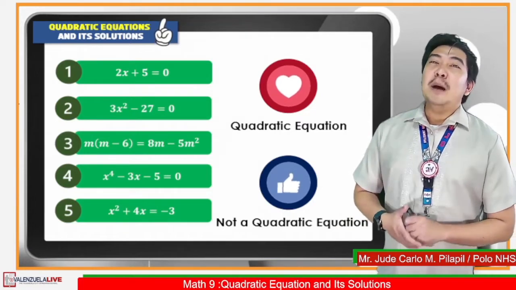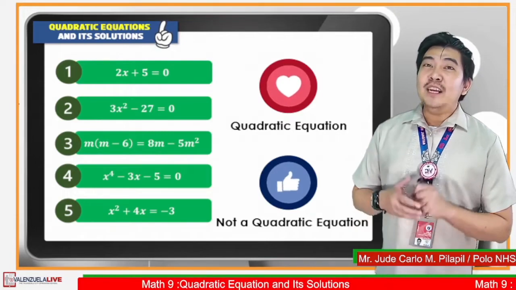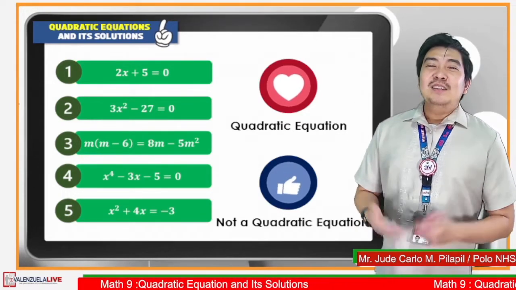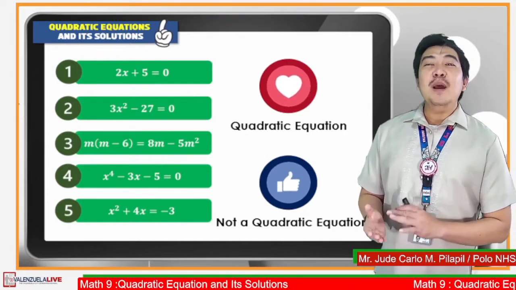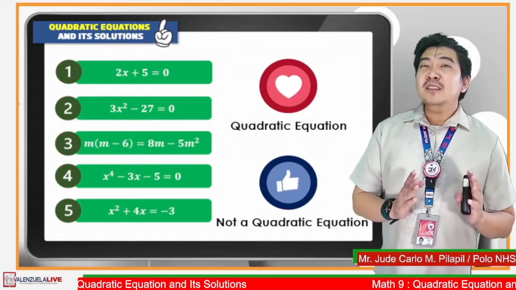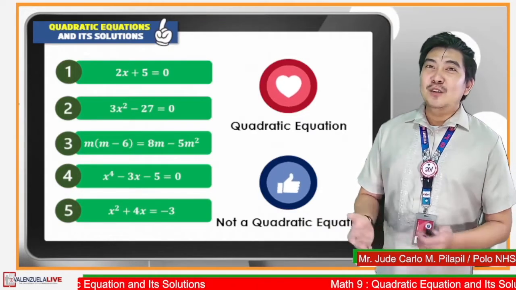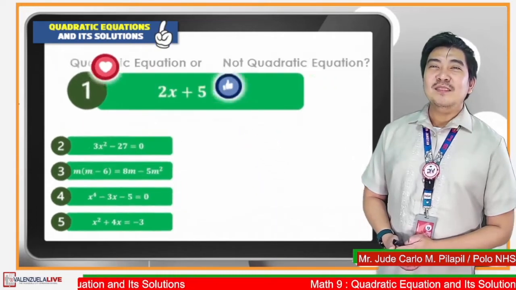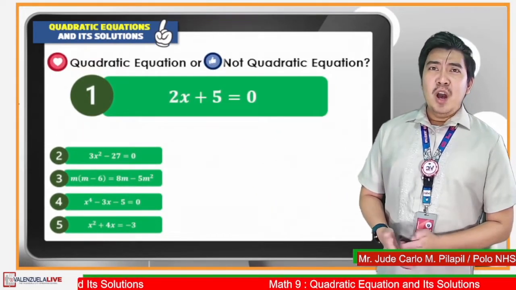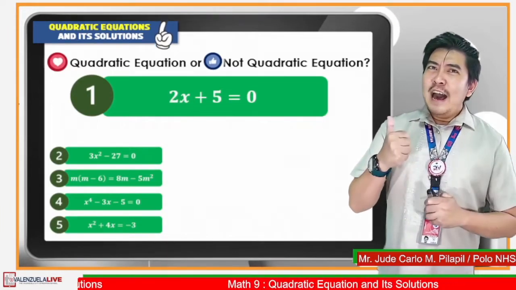Remember that for a mathematical statement to be a quadratic equation, it should have a degree of 2 and an equal sign. It is in standard form if it is arranged in quadratic term, linear term, and constant term order, and the other side is 0. So let us start. Is 2x plus 5 equals 0 a quadratic equation? Is it a heart or like react?